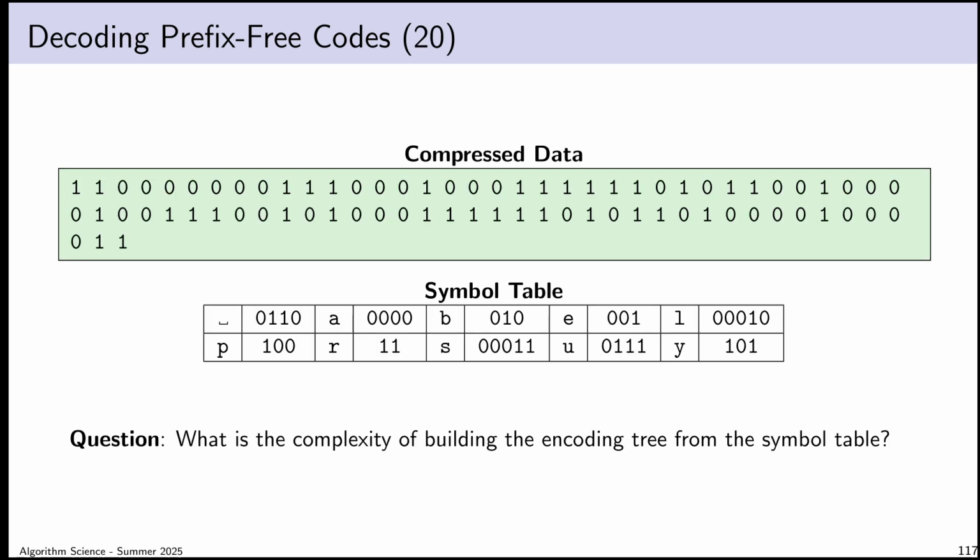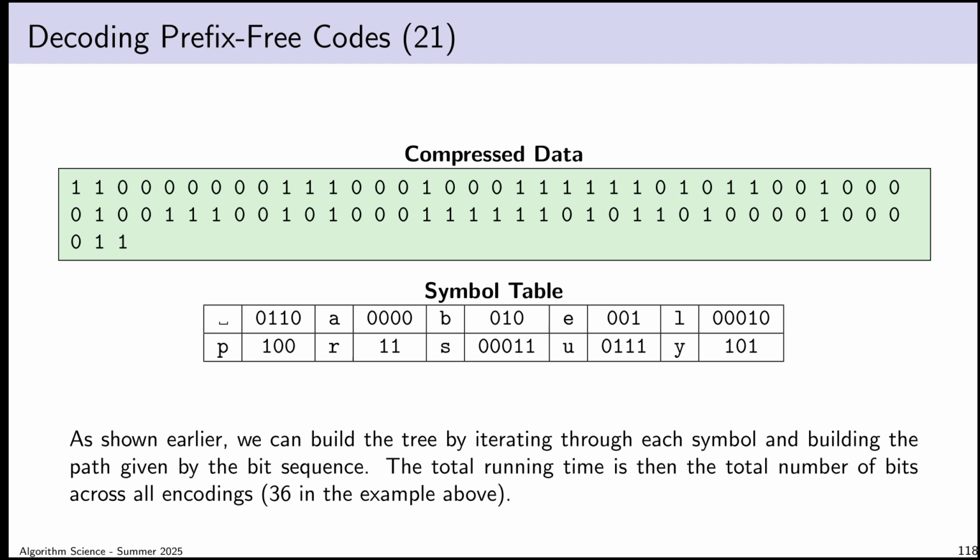And now a question, I guess, is what is the complexity? If you give me the table, how quickly can I build that tree from the table? And the answer there is we can build the tree by simply taking each encoding in the table and walking through the tree and then adding nodes as we go.